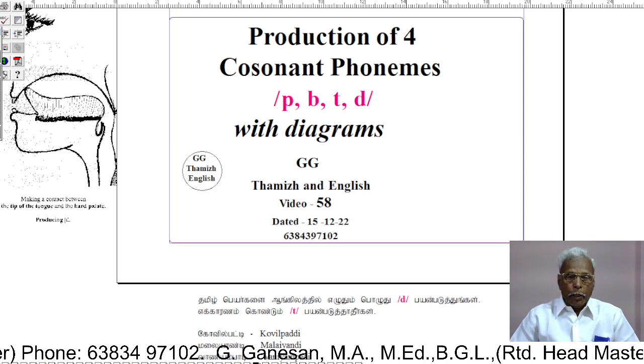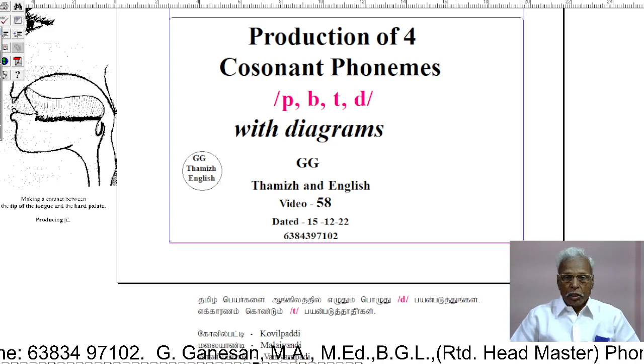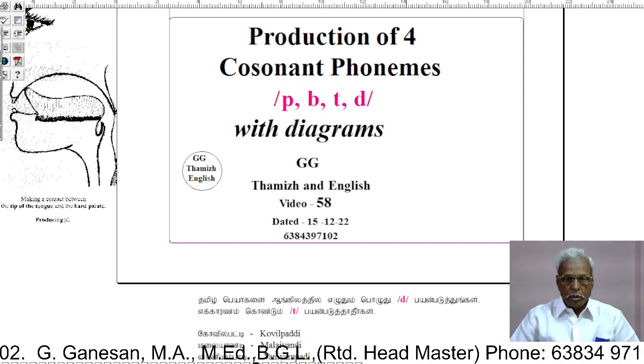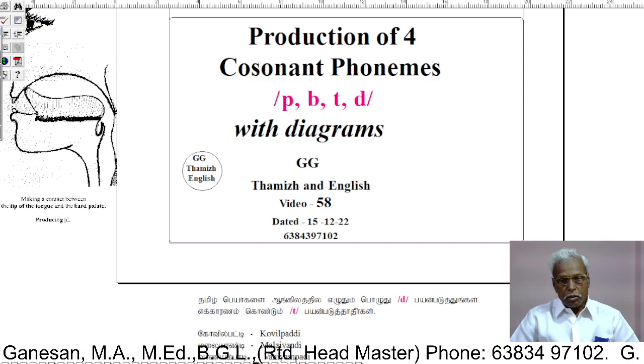Today we are going to see how these 4 phonemes are produced.